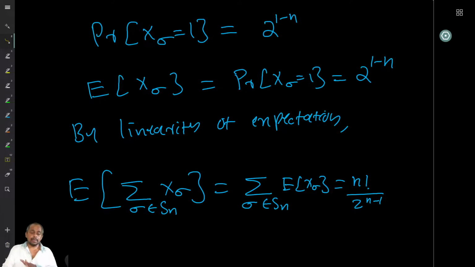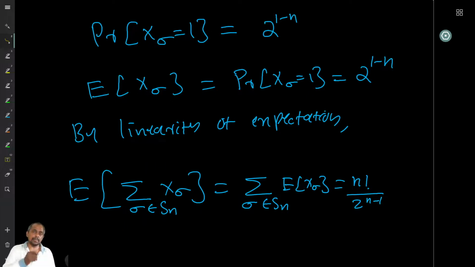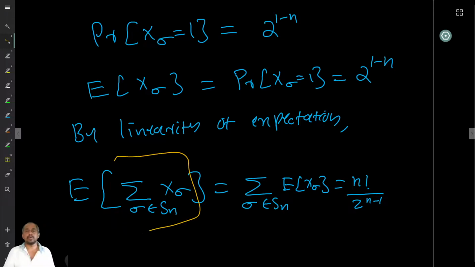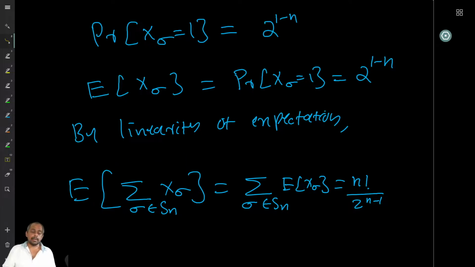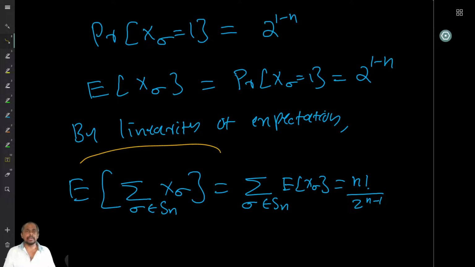So therefore, the sum of these random variables X sigma over all the permutations is a counting variable which counts the number of Hamiltonian paths in the random tournament. X sigma is an indicator random variable which counts either 0 or 1, depending on whether that path is a good path or not. So therefore, summation X sigma counts the total number of paths in the random tournament that we are considering. Now we are looking at the expected number of Hamiltonian paths.